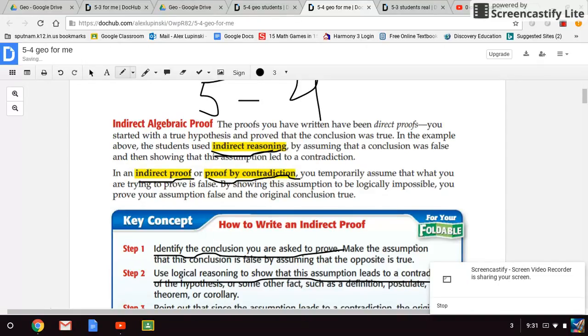And I'm just going to re-underline it here, which is blotted out on your sheet. That assumes that the false, you conclude the false, and then show that the assumption led to a contradiction. So we're going to do indirect proofs, which is the next term, or proofs by contradiction, where you temporarily assume that what you are trying to prove is false. And then you show that because this is logically impossible, you prove your assumption false and the original true.